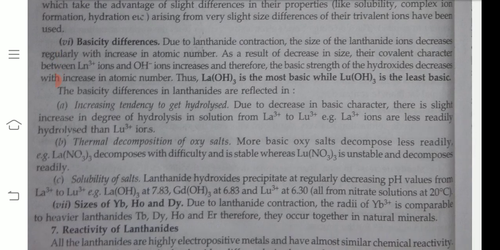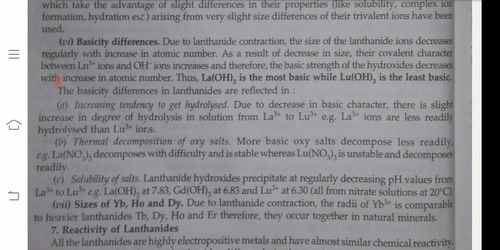Basicity differences. Due to lanthanide contraction, the size of the lanthanide ions decreases regularly with increase in atomic number. As a result of the decrease in size, the covalent character between La3+ ions and OH- ions increases, and therefore the basic strength of the hydroxides decreases with increase in atomic number. Thus, La(OH)3 is the most basic, while Lu(OH)3 is the least basic.